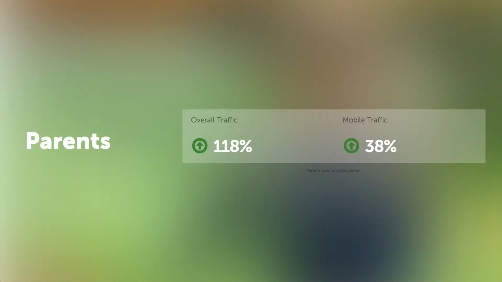The next one we're going to look at is Parents, Parents Magazine or Parents.com. After they released their responsive design, their overall traffic went up 118%, and their mobile traffic went up almost 40%. Again, these numbers are still not as big as the e-commerce, but the scale that these content-based companies are dealing in is so much bigger than an e-commerce focused site, so the percentages are going to be smaller. You also have to remember that Google tends to get really excited over a 0.1% increase in searches on their site. So that's it for the business case of responsive design.